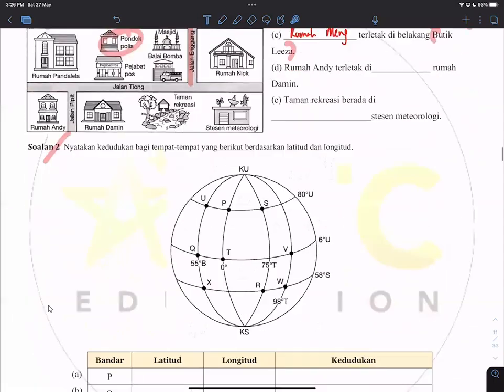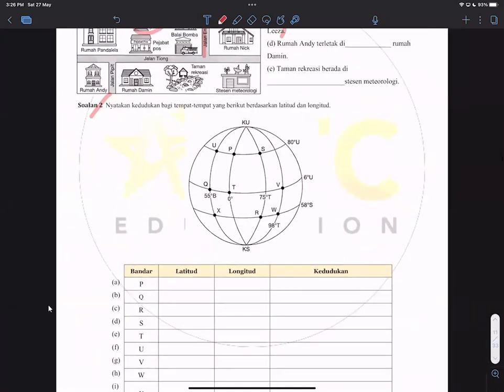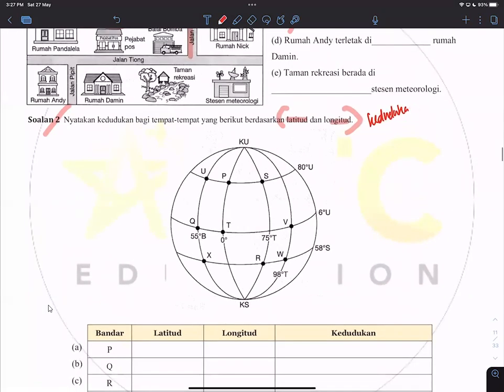Okay, so next one, this is what we call kedudukan. So we have the latitude and longitude. So what is the kedudukan? Anyone know the tajuk for this one, the topic? Kedudukan with latitude and longitude. Mutlak.